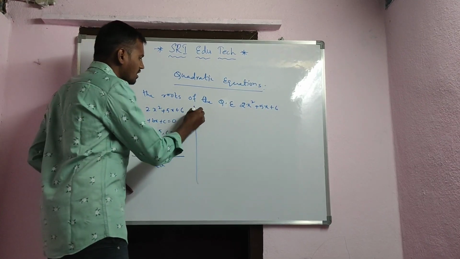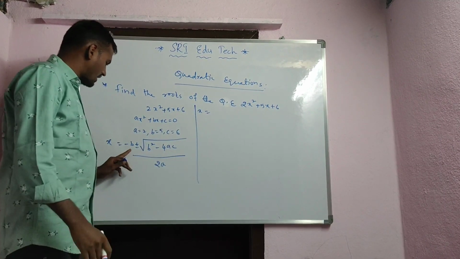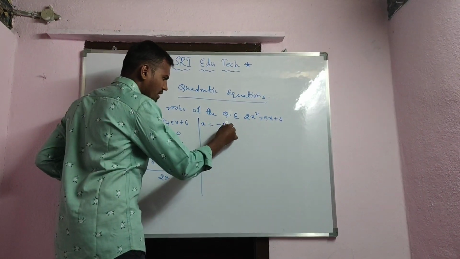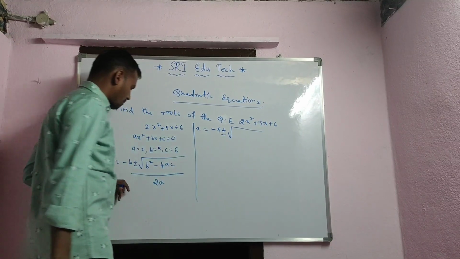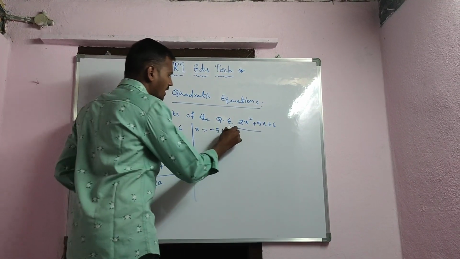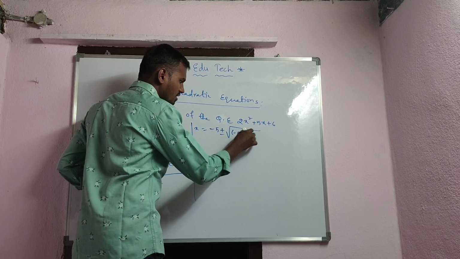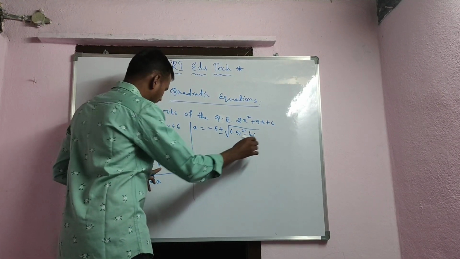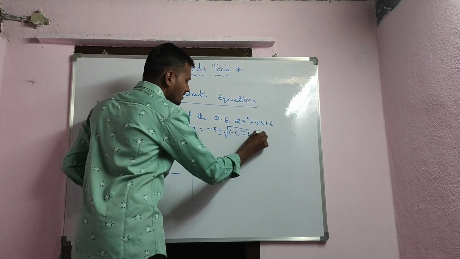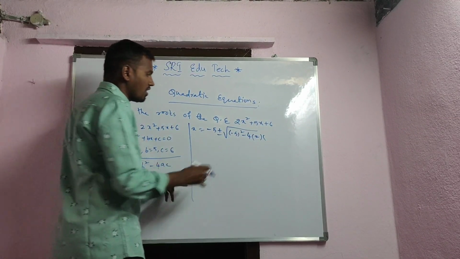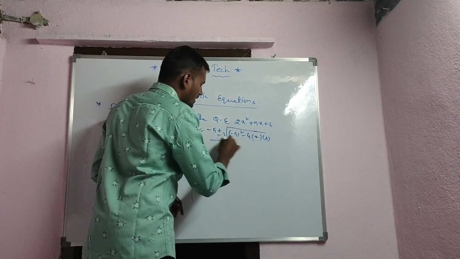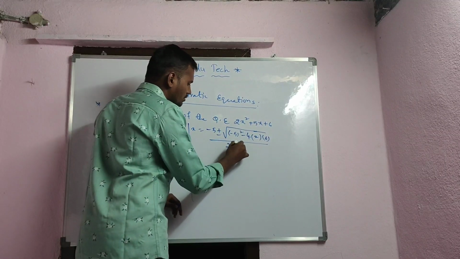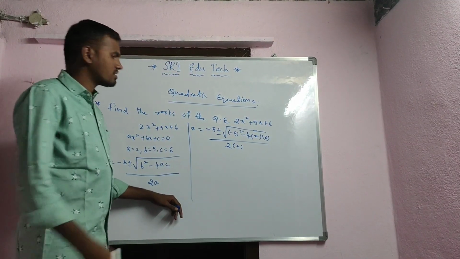See, x is equal to minus b. b means 5, then minus 5 plus or minus under root of b square, means minus 5 whole square, minus 4ac. 4 into a means 2, right? Then c means 6, by 2a. 2a, a means 2, then 2 into 2. Right? Let us do it.